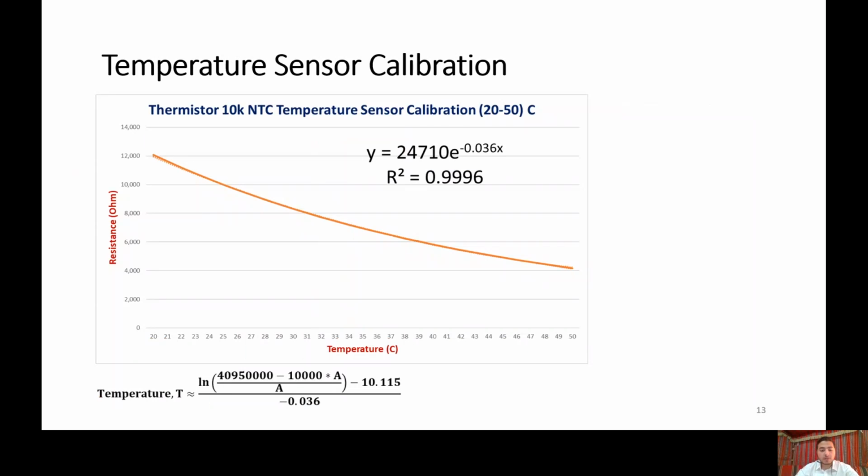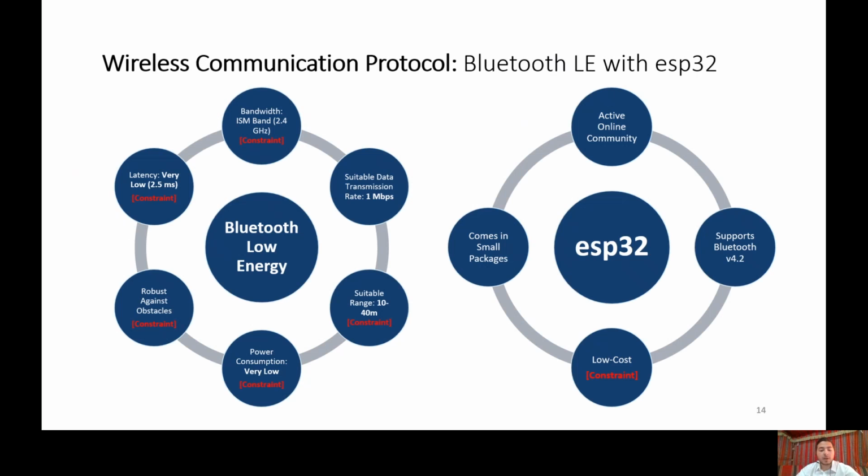For the temperature sensor calibration, this is the calibration curve of the resistance versus temperature given by the manufacturing company of the sensors. So from this plot, we are able to get the Y equation and use it to convert the analog values we obtain from the temperature sensors into temperature values.